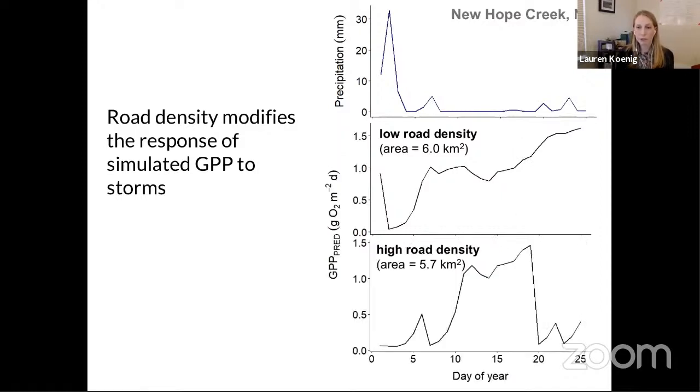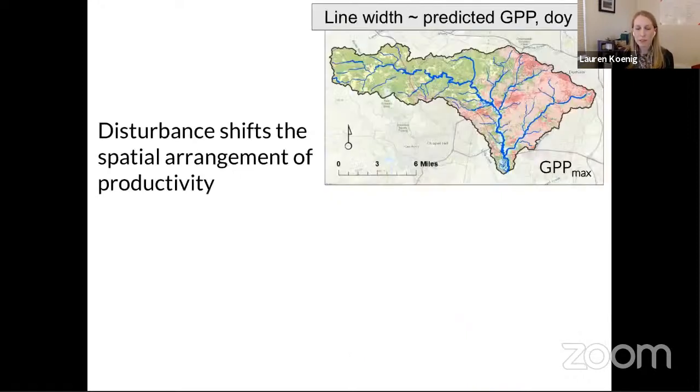If we move to a watershed with higher road density, we see a similar dynamic of scour and growth and recovery, but then even these smaller events have a big effect on predicted GPP. So from this simulation, we hypothesize that human land use is an important filter that modifies the response of stream biofilms to storms. And this is important in the sense that disturbance really shifts the spatial arrangement of productivity.